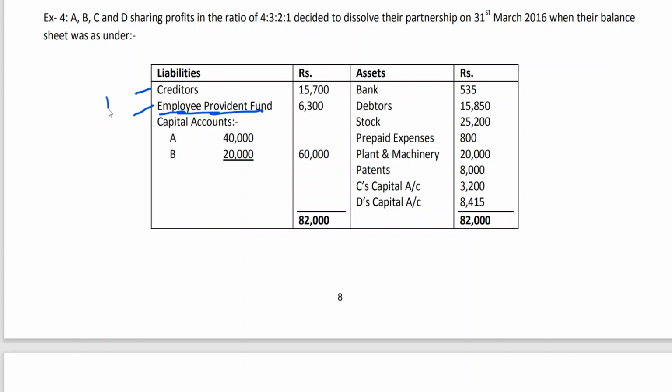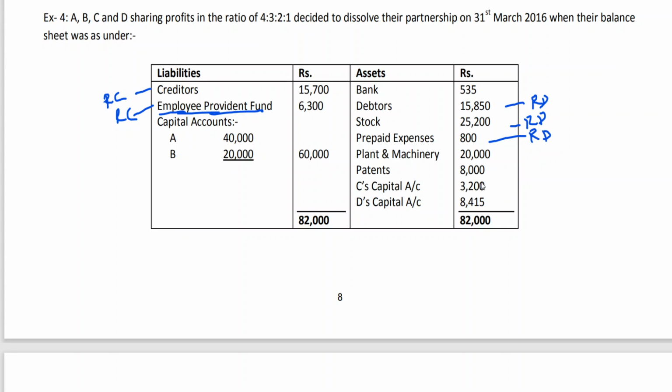So this will be transferred to realization account credit side. Debtors, realization account debit side. Stock, realization account debit side. Prepaid expenses also are to be transferred to realization account debit side, but it won't be realized if you can get back. So for prepaid expenses, if you are going for dissolution and there's any chance of getting back, that is an asset. Otherwise prepaid expense will be transferred to realization account debit side.